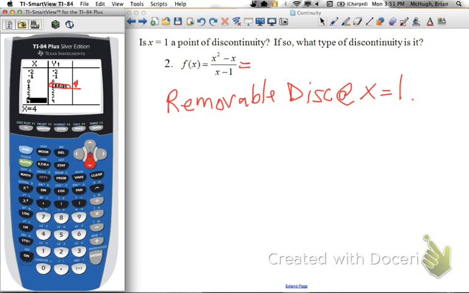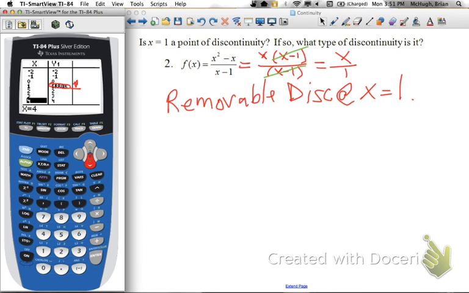If we factor the numerator, we can take an x out. When we factor the x out of the numerator, we're left with x minus 1. But that is also our denominator, x minus 1. And anytime you have a common factor in your numerator that cancels out a common factor in the denominator, you no longer have the denominator equaling 0 after you've done the canceling out. And therefore, x equals 1 is not a vertical asymptote or an infinite discontinuity like we saw earlier.